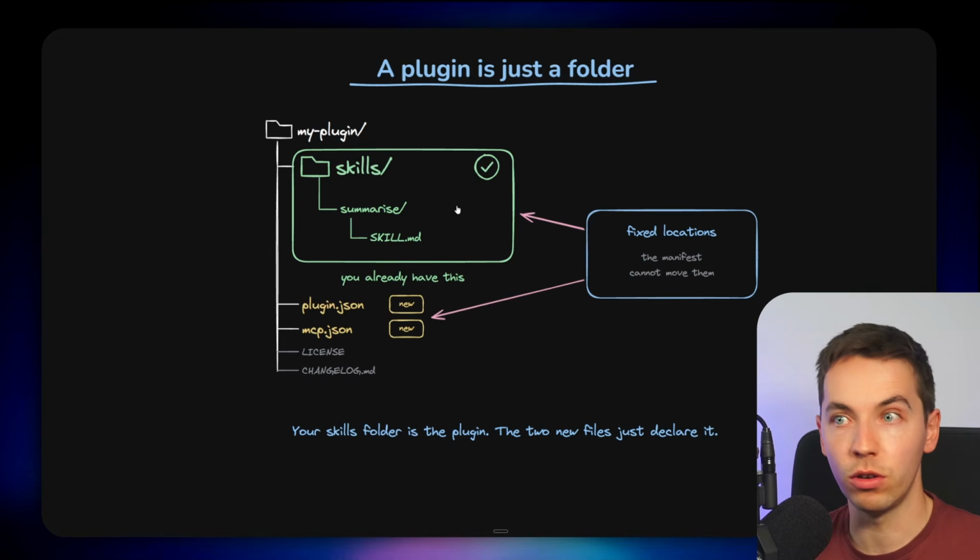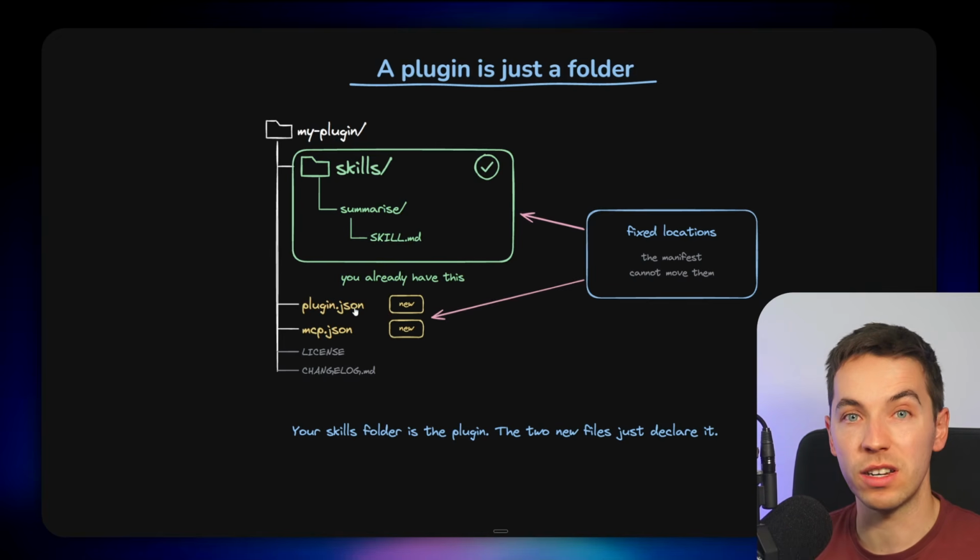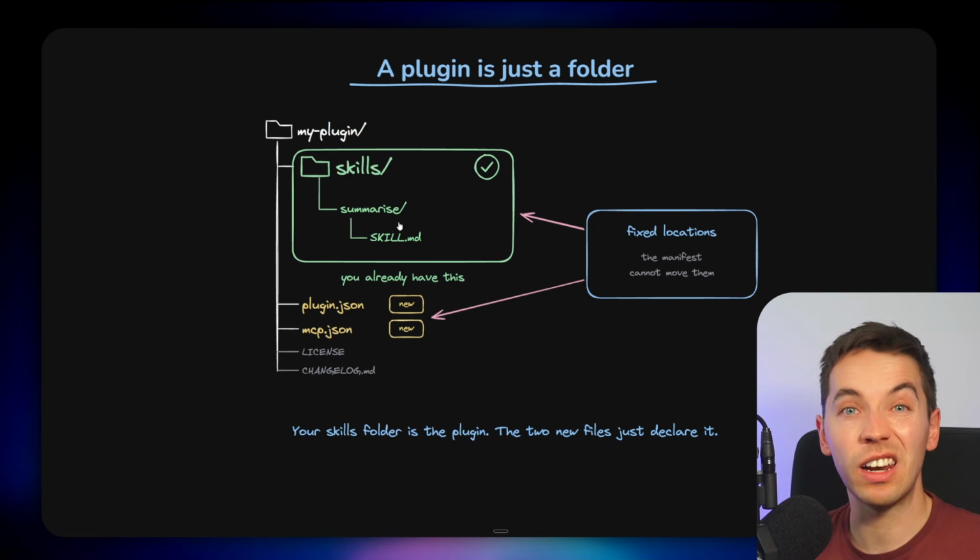A plugin under this standard is just a directory. We have a skills folder, which can hold multiple skills, and then we have a plugin.json file, which is a manifest. That's a very simple file. And then we have the mcp.json file, which can store the MCP servers. So the plugin here really is just a collection of skills, as well as an mcp.json, which will allow us to integrate with other services.